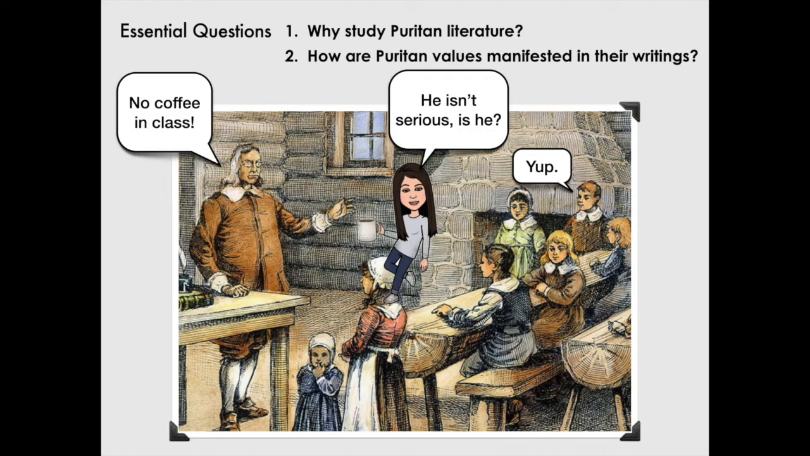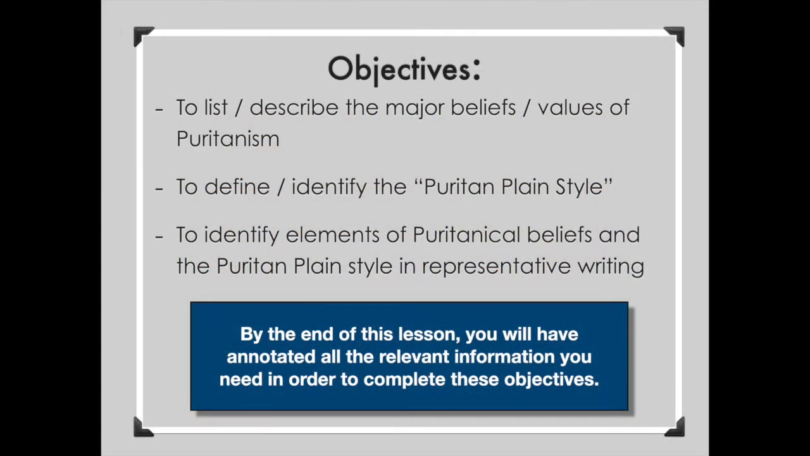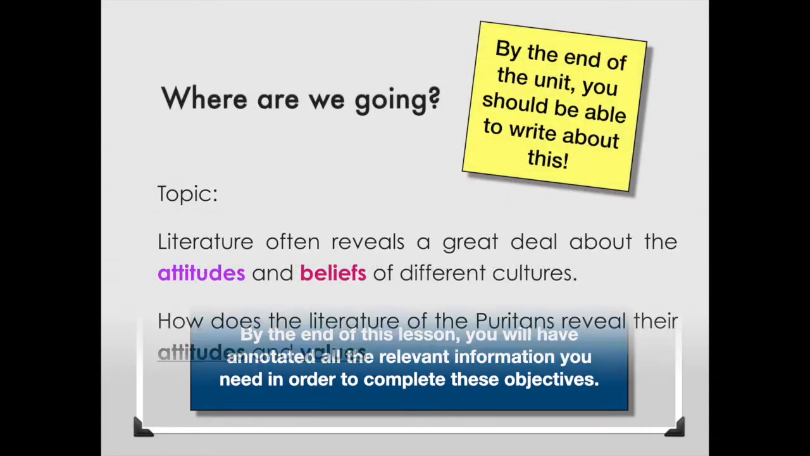So we're going to learn a bit about those, and by the end of this lesson, you should be able to describe the major beliefs and values of Puritanism and define and identify something called the Puritan Plain Style. And then also you should be able to identify elements of puritanical beliefs in the Puritan Plain Style in representative writing. Okay, so by the end of this lesson, you should have annotated all the relevant information that you need in order to complete these objectives.